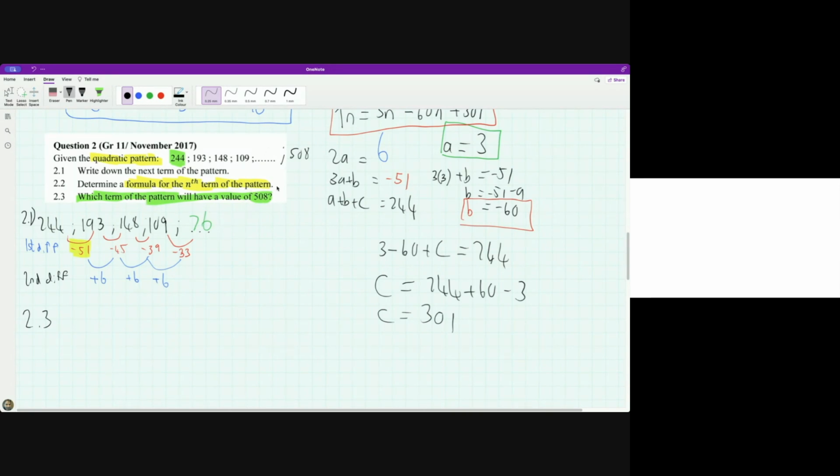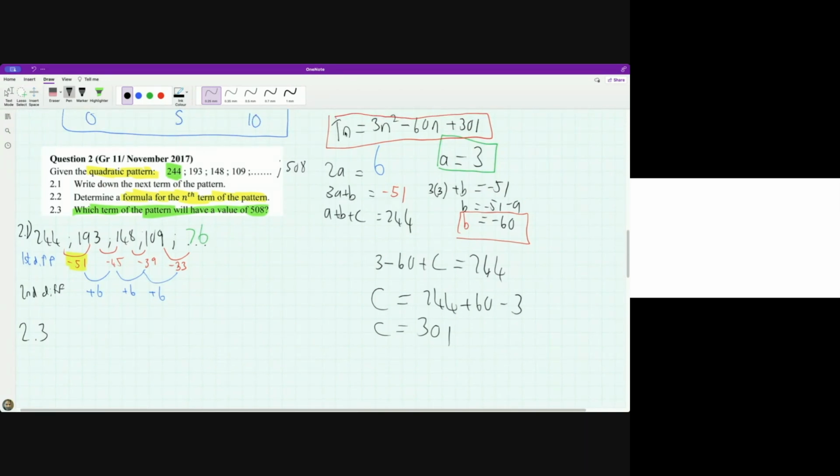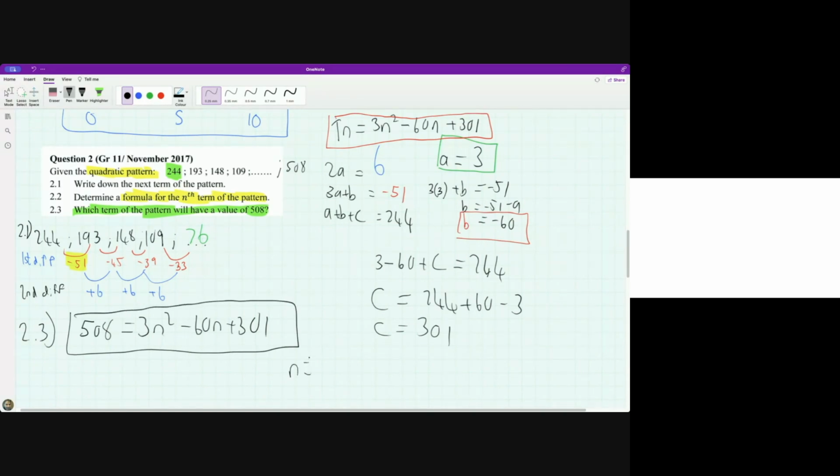Which term of the pattern will have a value of 508? Well, what do we need to do with this 508? Maybe at some point it starts going up again. We have to use the equation, and where it's Tn, we are going to put 508. Thank you, Edith. Thank you, Pabalelo. That is most helpful. 508 equals 3n squared minus 60n plus 301. So we need to solve this equation for n and see what we get.